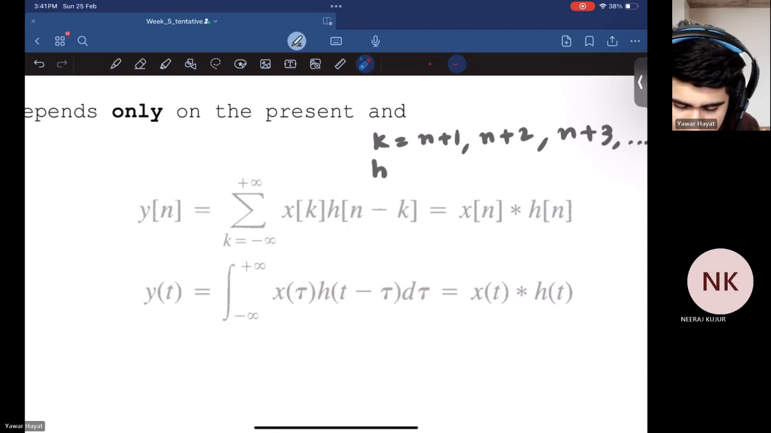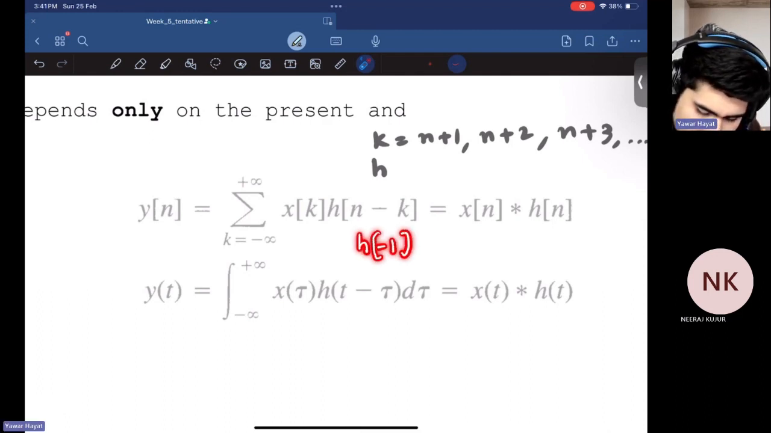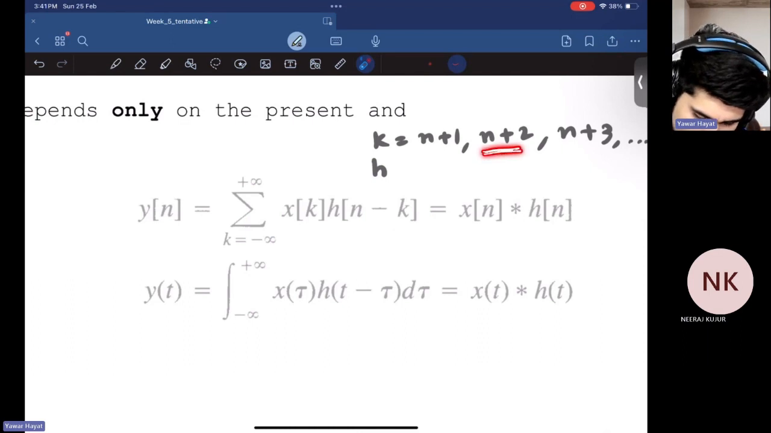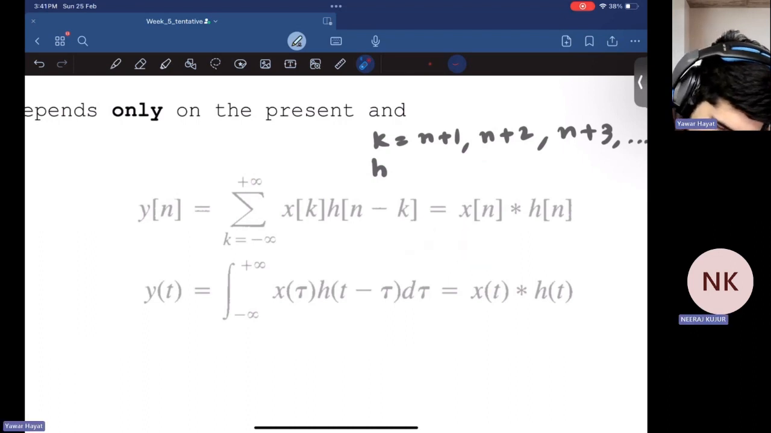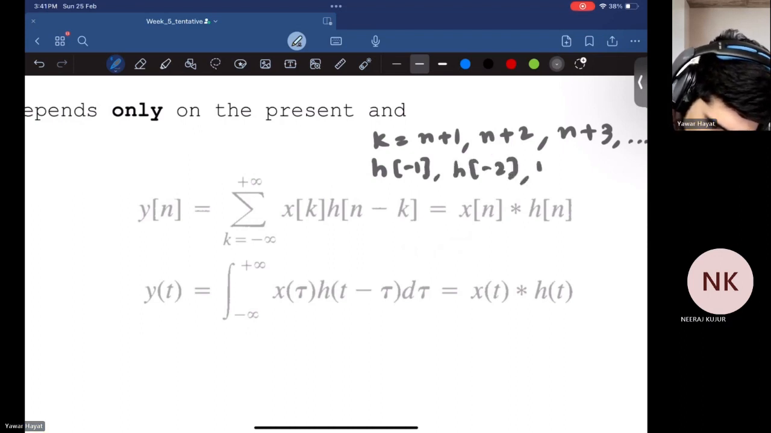K is equal to n. Would it be 1 or minus 1? Minus 1. So this would be minus 1. Similarly, for n plus 2, you'll see that this would be h of minus 2. This is the pattern: h of minus 1, h of minus 2, h of minus 3, and so on.